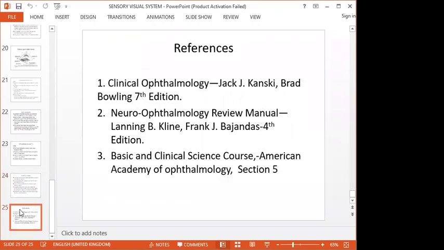These are the books you have to read through. Kanski, you have Kanski? Neuro-ophthalmology review manual, Basic and Clinical Science Course, American Academy, section 5. These are comprehensive for the purposes of understanding this topic.